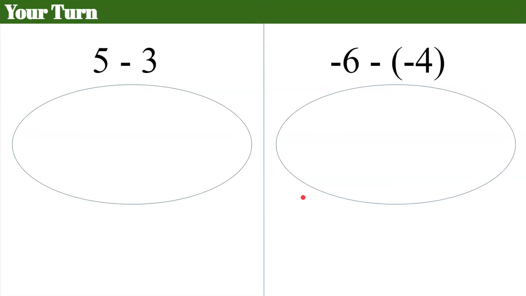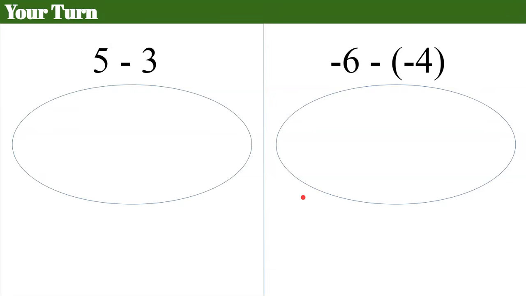Your turn. I would like you to pause the video. You can draw your integer chips or find something in your home that is 2 different colors. Sometimes students use Legos. You might use 2 different kinds of food. You might use some money, coins, quarters, and pennies. Whatever it is, find something to represent positive and negative and try the subtraction problems. Come back and hit play when you're done.